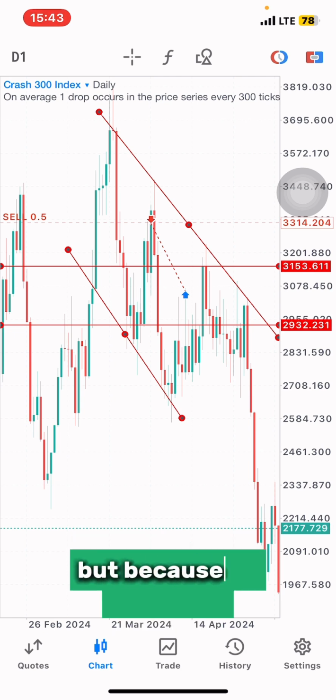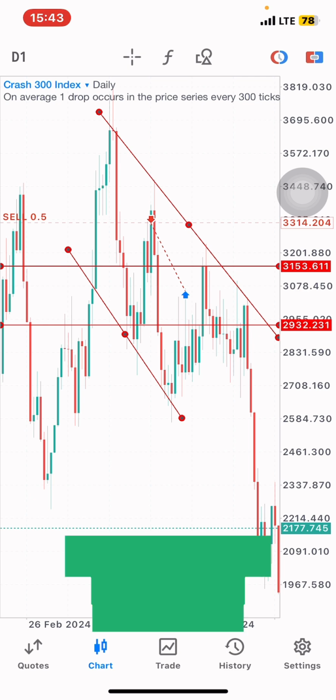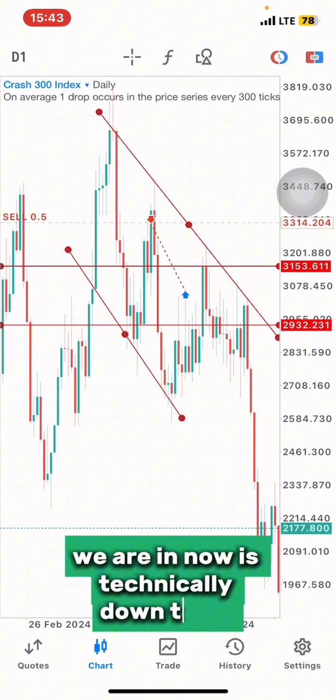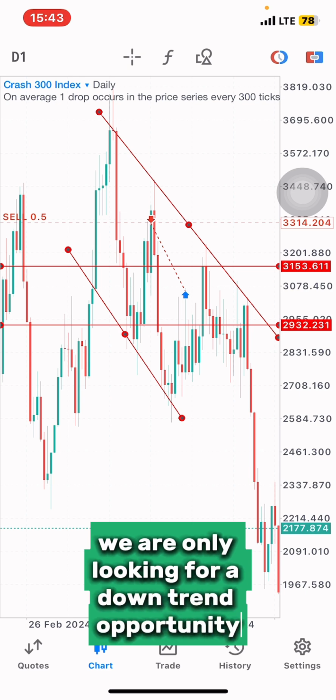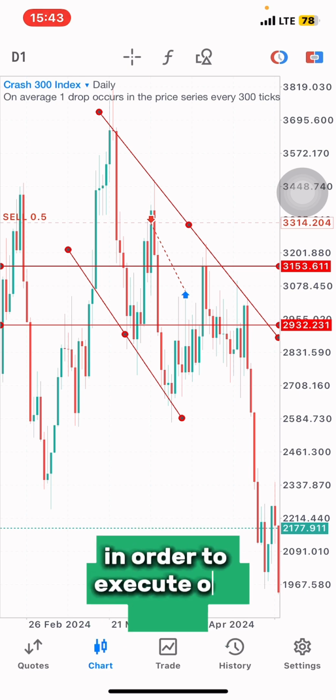But because of this trade, the market structure we are in now is technically a downtrend, that is why we are only looking for a downtrend opportunity in order to execute our trade.